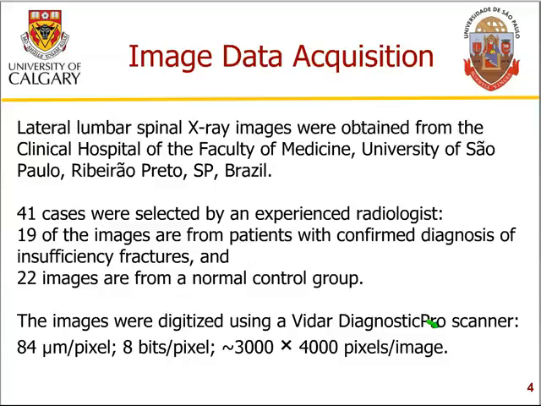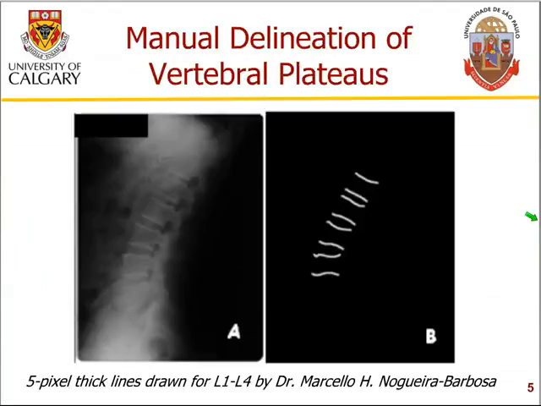So lateral lumbar spinal X-ray images provide adequate information for this purpose, and the protocol here at USP includes the acquisition of these planar X-ray images. The database prepared so far includes 41 cases selected by an experienced radiologist, who is Dr. Marcelo Nogueira Barbosa here. 19 of the images are from patients with confirmed diagnosis of insufficiency fractures, and 22 are from a normal group. The images were digitized using a VIDAR Diagnostic Pro scanner at about 84 micrometers per pixel.